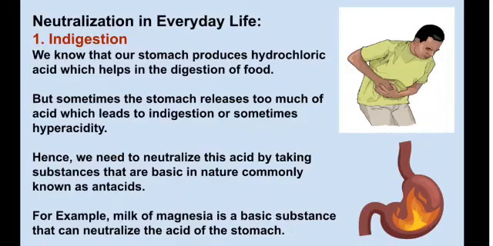So hence we need to neutralize this acid by taking substances that are basic in nature, commonly known as antacids. To get relief from indigestion, we used to take digene, pudin hara. So these are all antacids which will react with the acid and neutralize the effect. Okay. So for example, milk of magnesia is a basic substance that can neutralize the acid of the stomach, right?